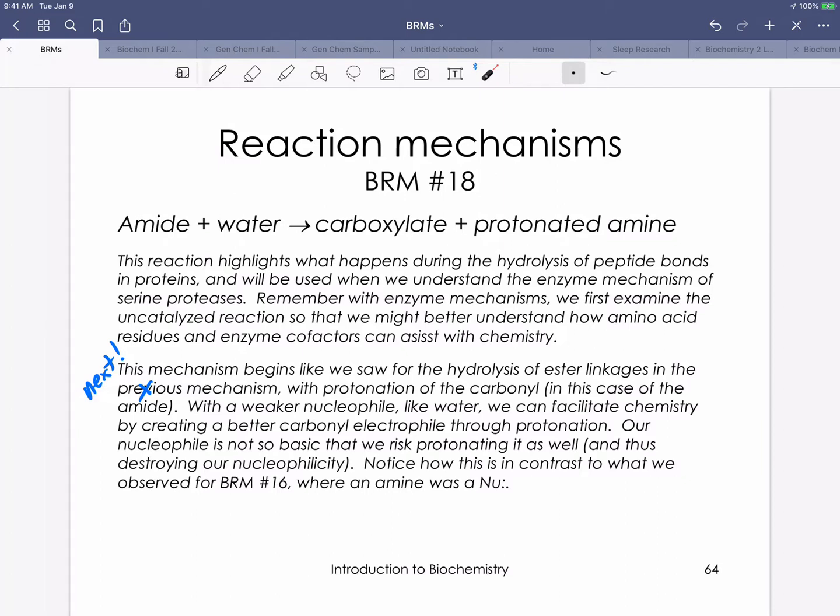So I recently switched the order of reaction mechanisms, so I have to change the text a little bit here. This reaction mechanism begins, as we are actually going to see in our next reaction mechanism for the hydrolysis of esters, but we're going to protonate the carbonyl to allow it to be a better electrophile. A lot of times when we're doing hydrolysis reactions, water not being a strong base is not going to be as strong or good of a nucleophile. So we facilitate chemistry by making the carbonyl a better electrophile by protonating it.